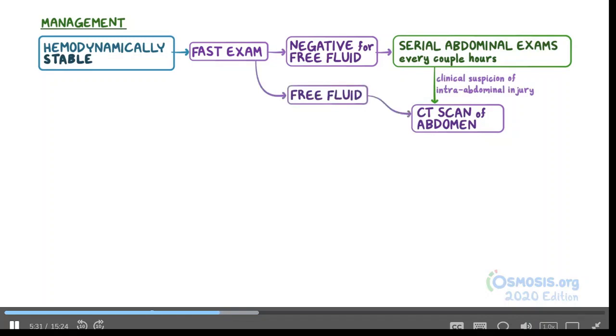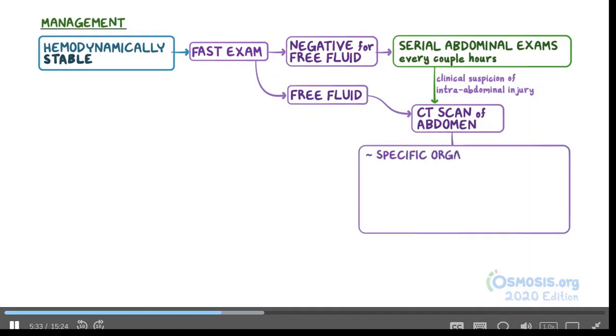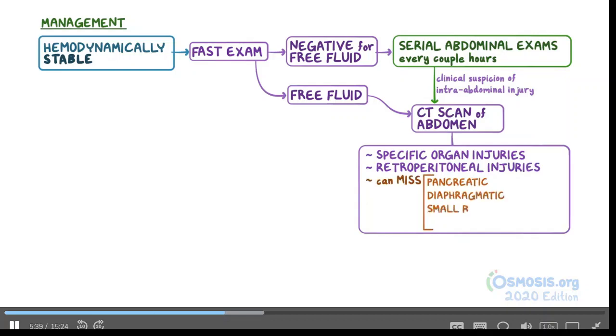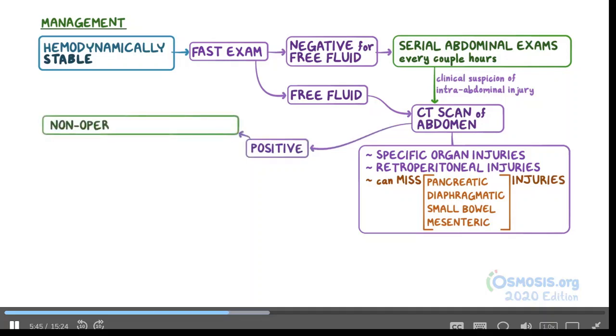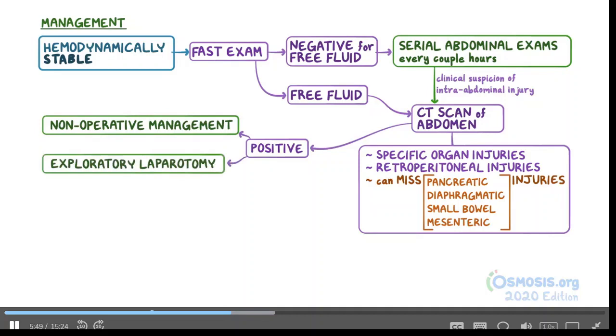of the abdomen. The CT can show specific organ injuries, as well as retroperitoneal injuries, but it can miss pancreatic, diaphragmatic, small bowel, and mesenteric injuries. If the CT scan is positive, then the next step is either non-operative management or an exploratory laparotomy, depending on the type and severity of the injury.